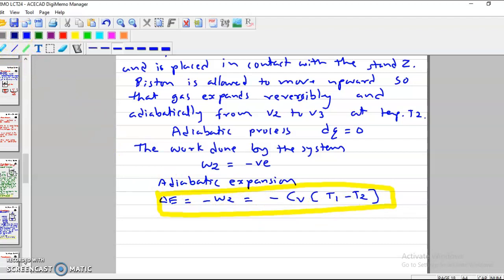Okay, so that's it. In this lecture we have discussed only 2 steps of Carnot cycle. I have to discuss 2 more steps, but in next lecture.